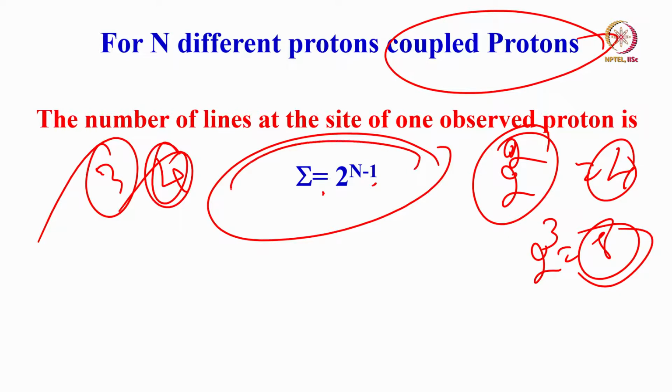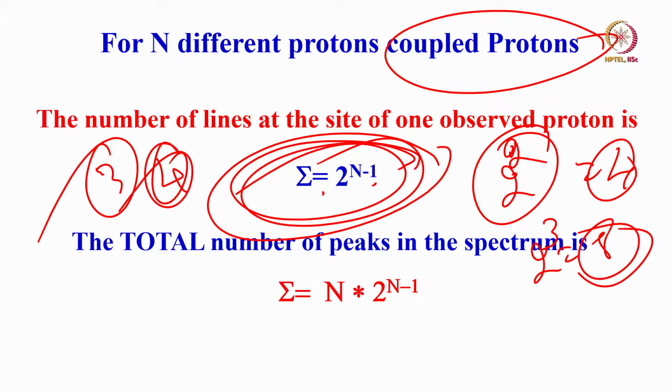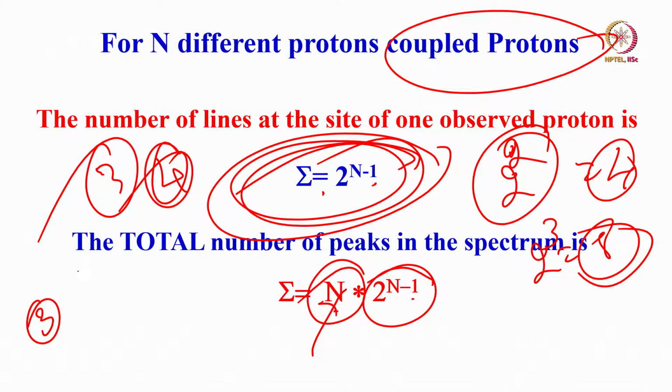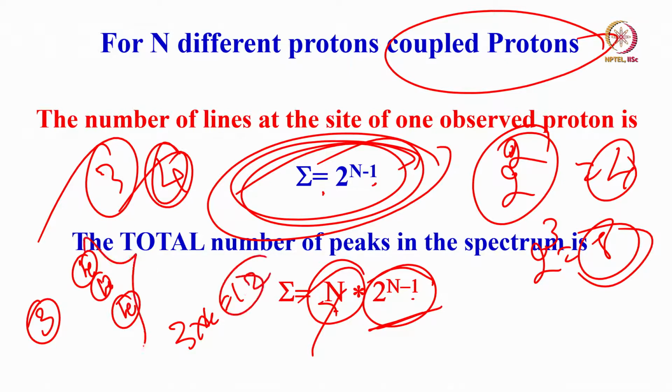So, the number of peaks you see at the site of one observable proton when it is coupled to n other protons is given by 2 to the power of n minus 1, and the total number of peaks in the entire spectrum is given by each proton site giving this many peaks. If there are n protons, you get n into 2 to the power of n minus 1 peaks. So, for 3 spins, each spin will give 4 lines. According to this formula, 3 into 4, you must get 12 lines. That is exactly what you are seeing.